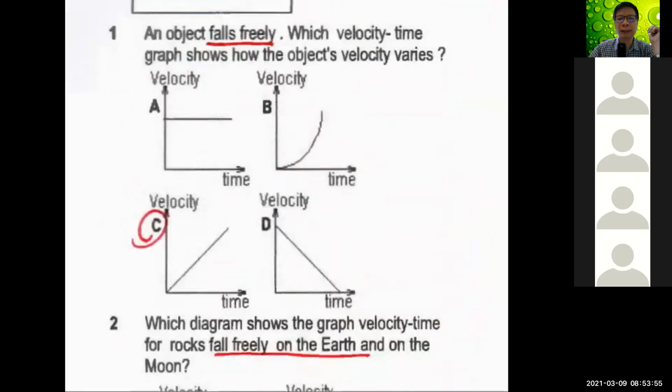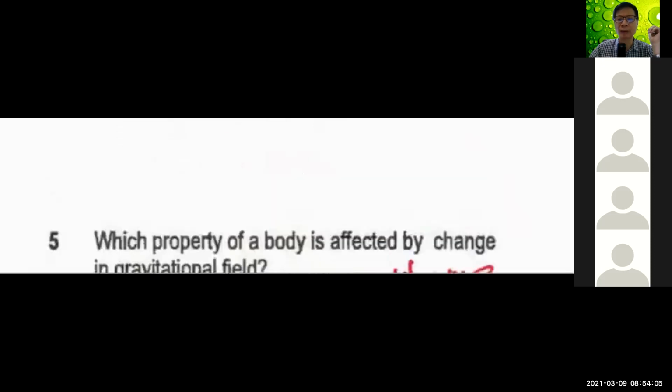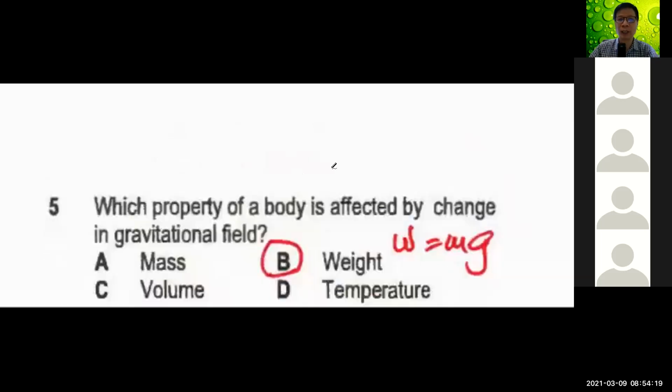Okay, number 5. So which one is the answer? Joel, I want to test Joel, see whether he has fully woken up or not. Joel, which property of a body is affected by a change in gravitational field? The weight. Yes, correct. Okay, you are fully awake now. Weight is affected by gravity. Okay, that's correct.